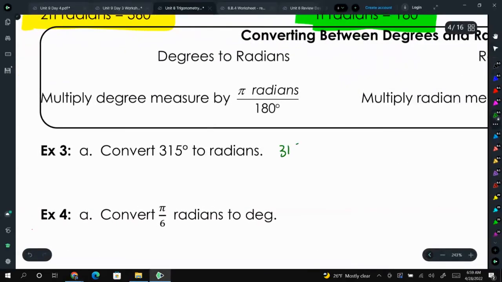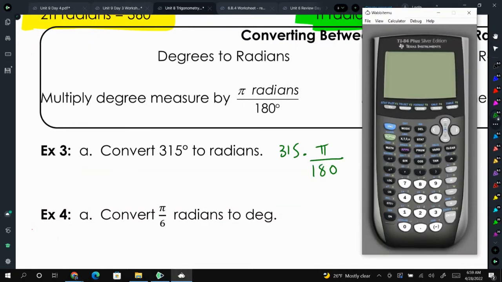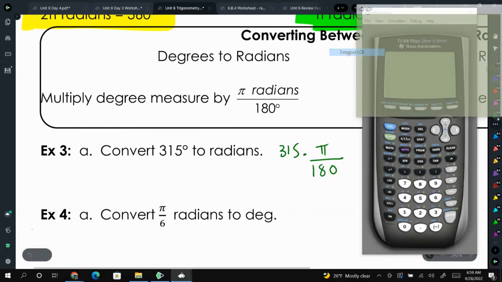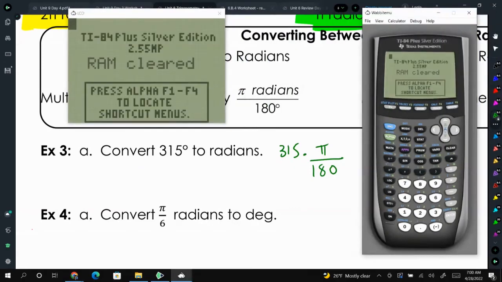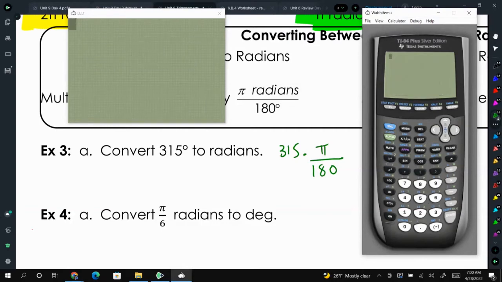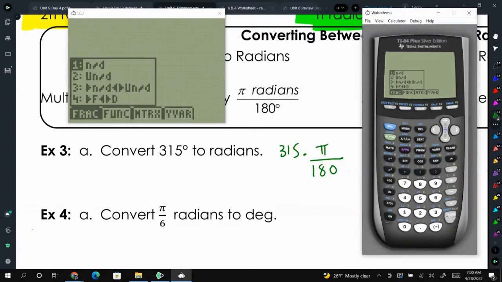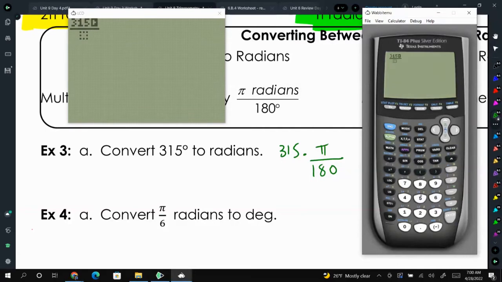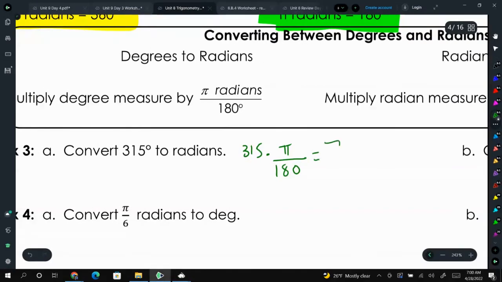So we're going to do 315 times pi over 180. Since we want to leave pi in our answer, what we're going to do is just do 315 over 180, and reduce that fraction, we get 7 over 4. So this is going to be equal to 7 pi over 4. Now, if the directions asked for a decimal radian, then you would multiply by pi.